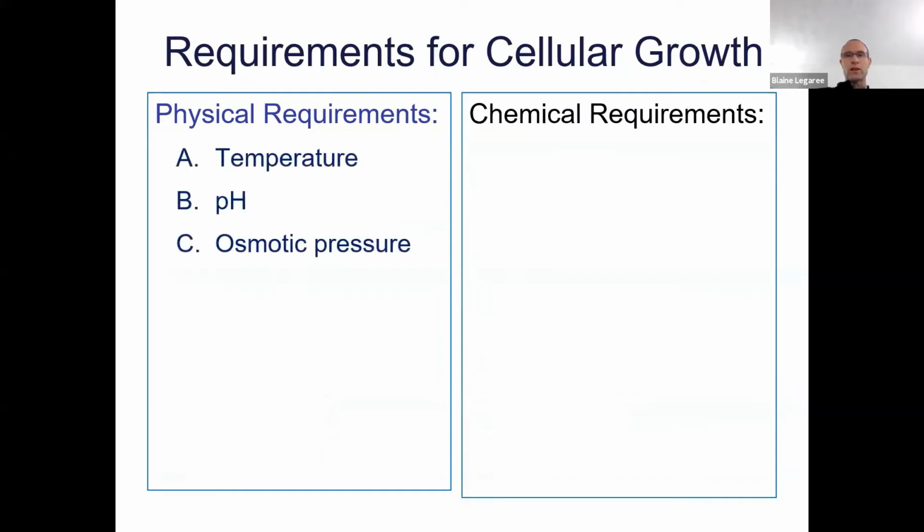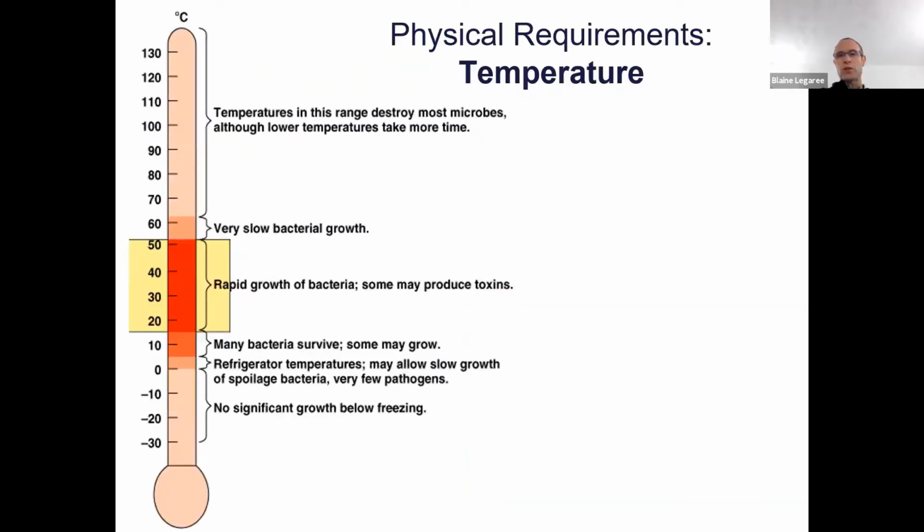So how to grow these things? Generally, we need to feed them, and they have physical requirements. Sorry, physical requirements: temperature, pH, osmotic pressure. Food is the chemical requirements, so I'll come back to that in a moment. So temperature. When we grow things in the lab, most of our organisms grow at about 30 to 40 degrees Celsius. And that's because human body temperature is 37 degrees. Most organisms are most comfortable in that particular temperature range.